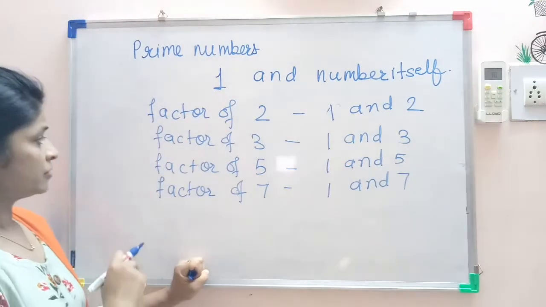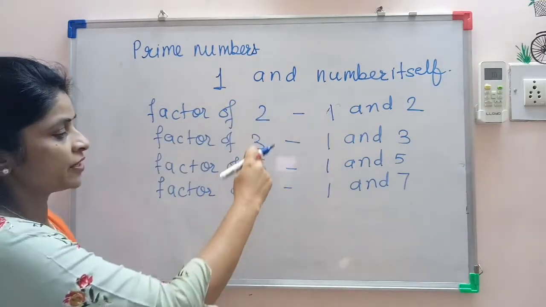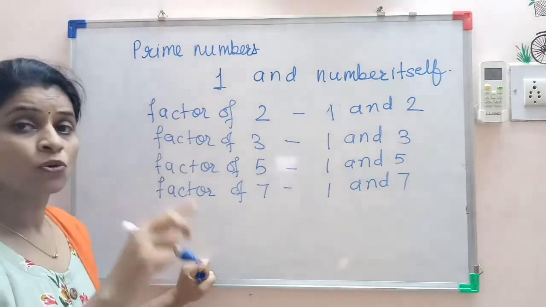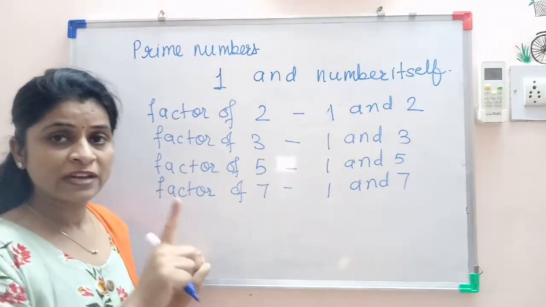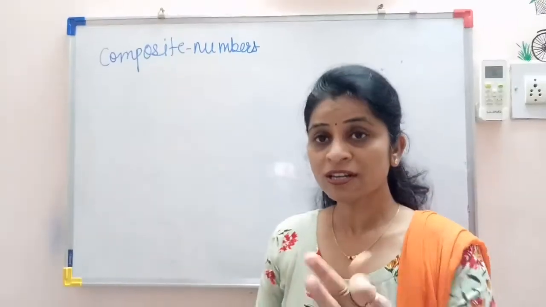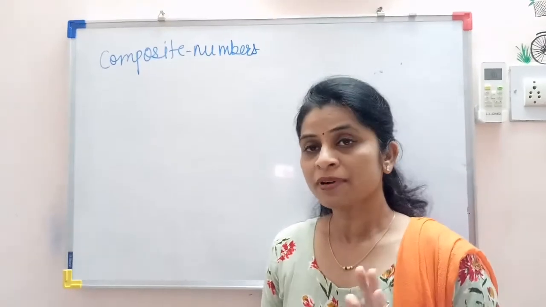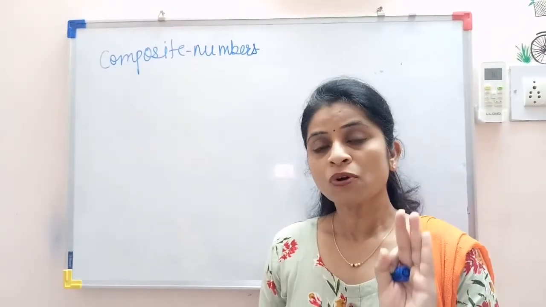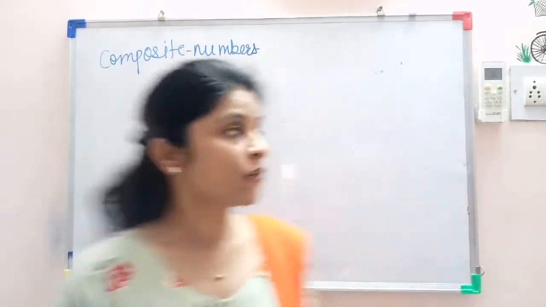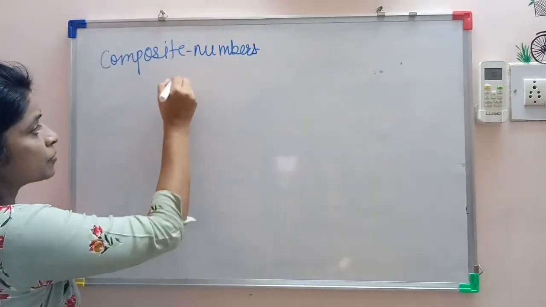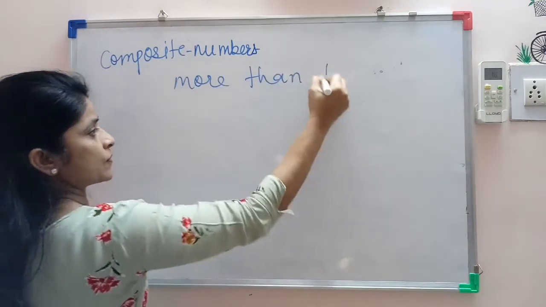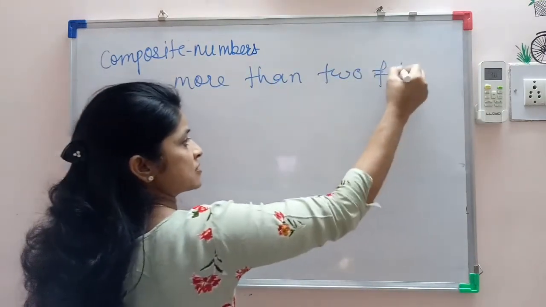So here 2, 3, 5, 7, 11, 13, which have only two factors, 1 and the number itself, are called prime numbers. Now what are composite numbers? Numbers which have more than two factors are called composite numbers.